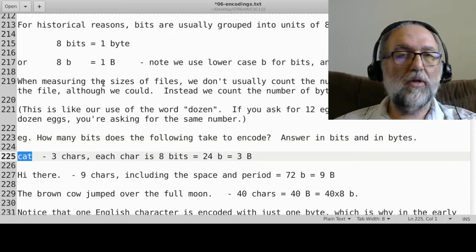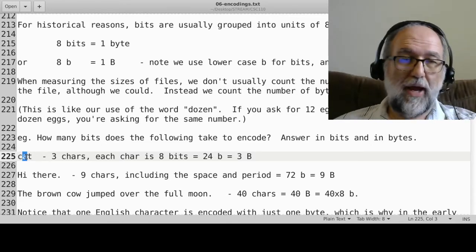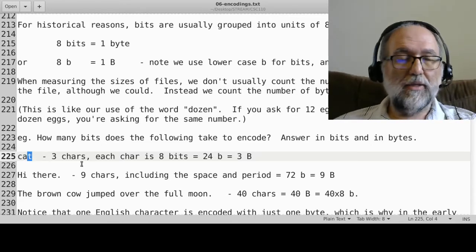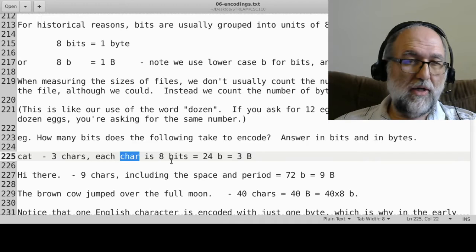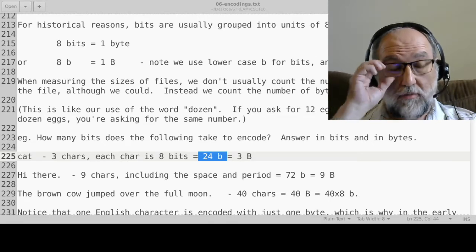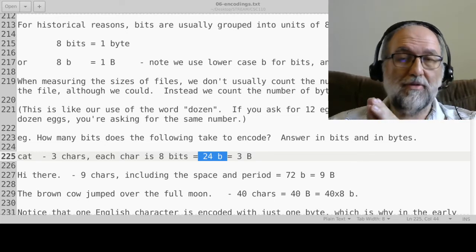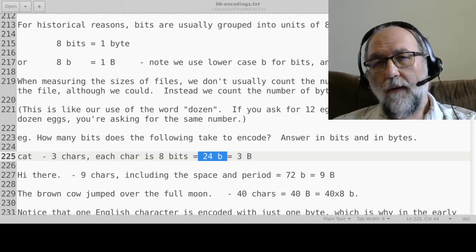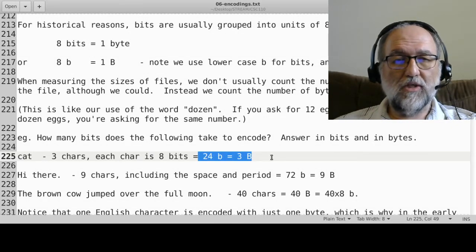So I say here, we want to encode the word cat. How does that work? Well, we have to encode first the letter C, and that C takes 8 bits. Then the A, we also have to encode, that's another 8 bits. And then the T, that's another 8 bits. So 8 plus 8 plus 8, each character is 8 bits, that's a total of 24 bits. Make sure you understand that each letter has to have 8 bits. You've got 3 letters, so 3 times 8 for a total of 24 bits. But 8 bits is a byte, so 24 bits is the same as 3 bytes.